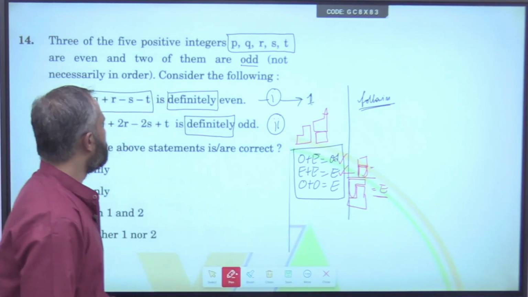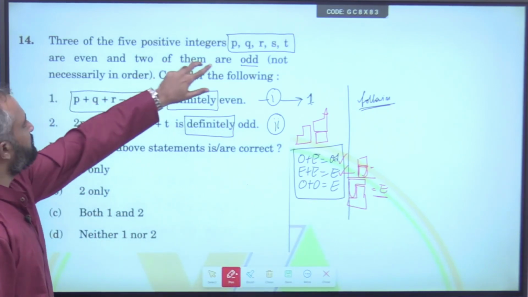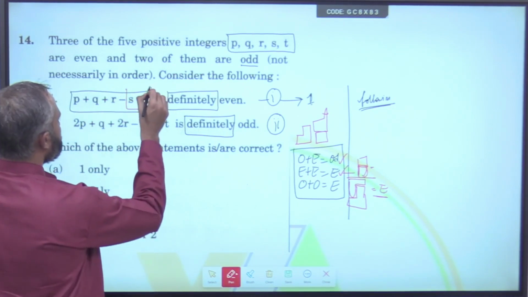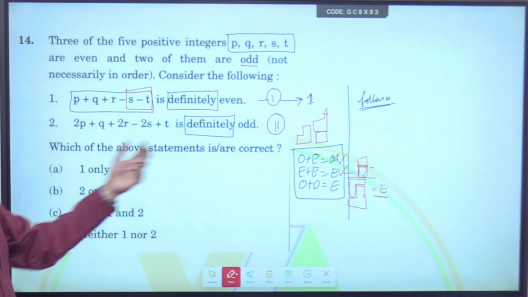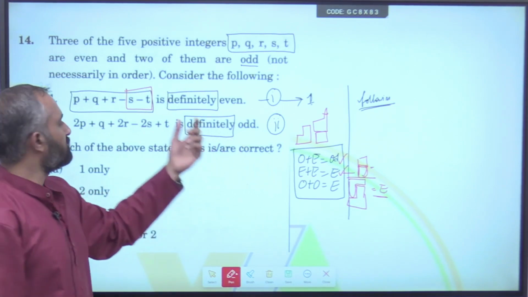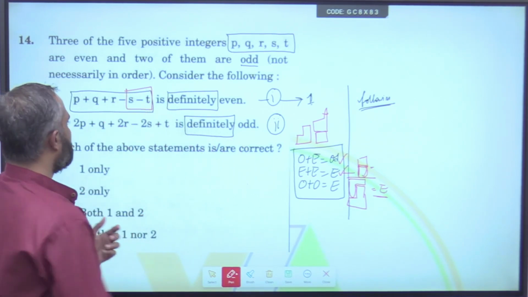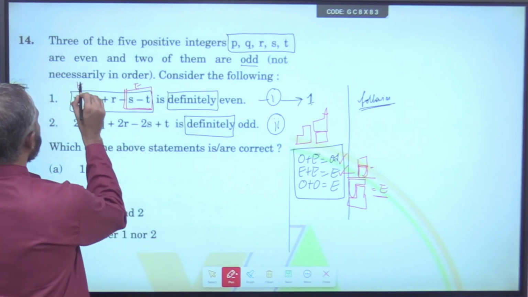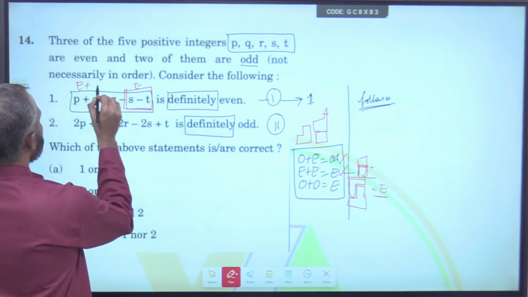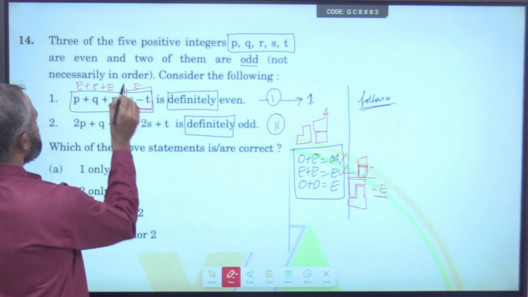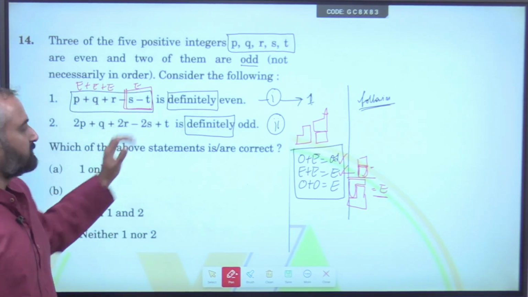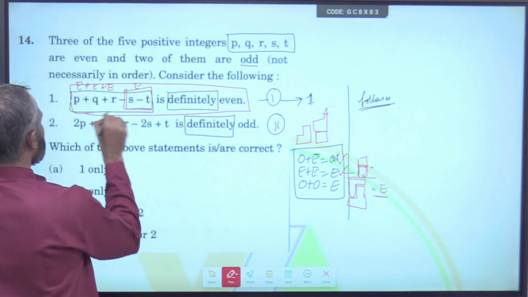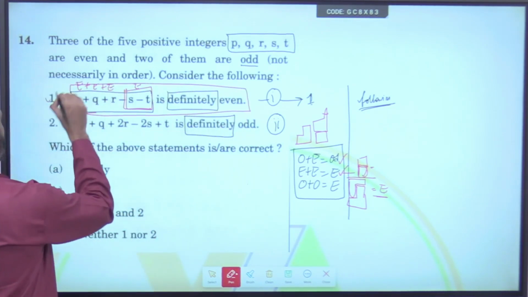Now, since any two of them are odd, consider S and T, and the rules of odd and even for both addition and subtraction are the same. So, S and T is always even and these are always even because of the remaining 3. So, in all cases this will be even. So, statement 1 is correct.